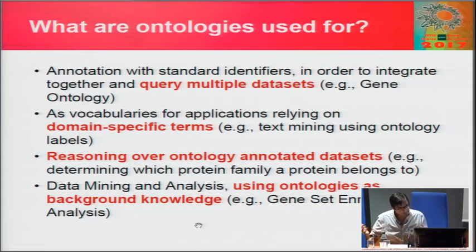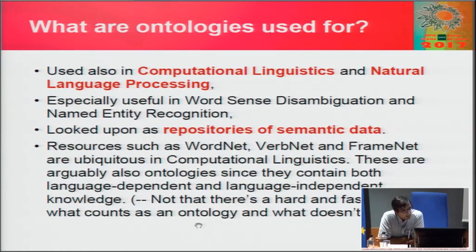And as I go further into my presentation, you're going to see that these kinds of uses of ontologies can be generalized and introduced into other fields, and hopefully, as I say, also into the digital humanities. Another field in which ontologies have had a big impact is computational linguistics and natural language processing, where they're used frequently in tasks such as word sense disambiguation and named entity recognition. And they're really looked upon as repositories of semantic knowledge.